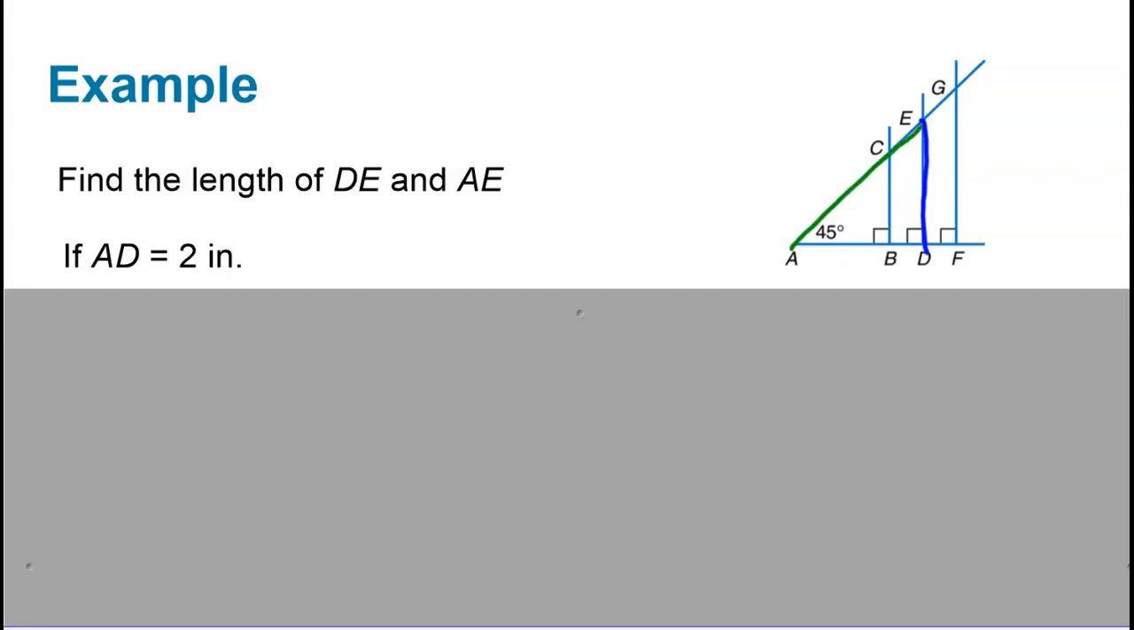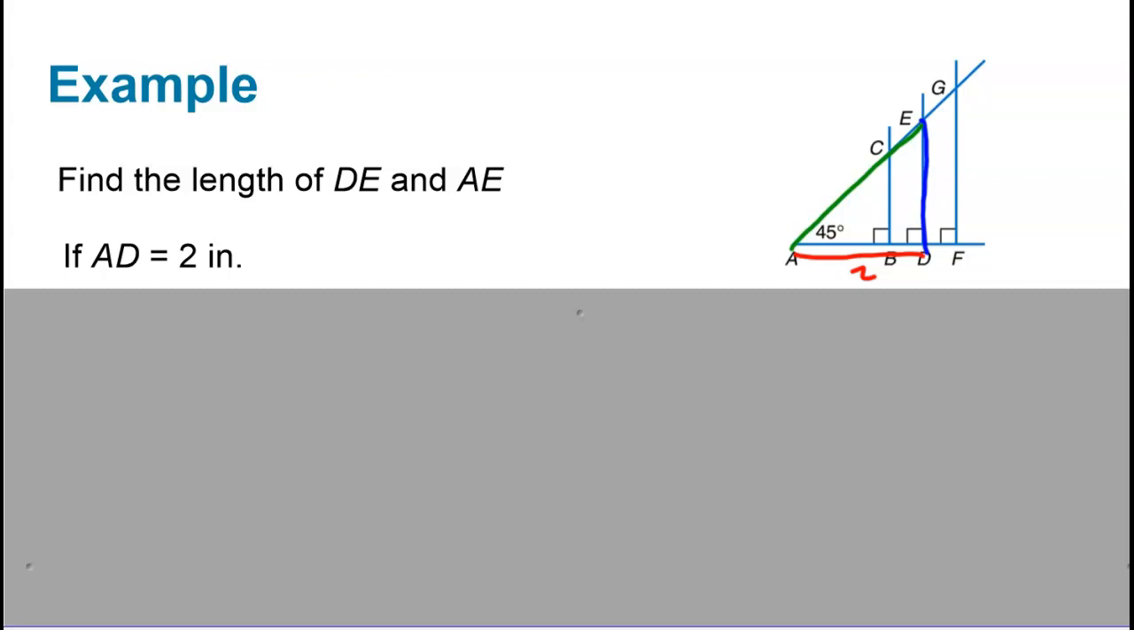And what they give you is AD. Well, AD says it is 2. So going back to the rules, if you'd like to pause the video here and go back and look at the rule and see if I'm given AD, which is a side, what do I do?